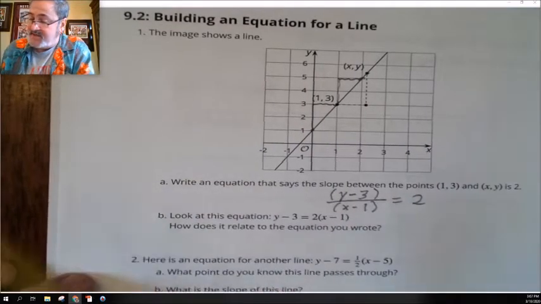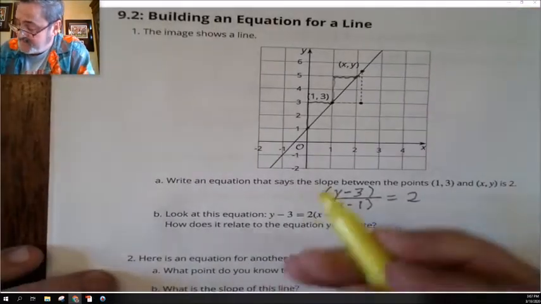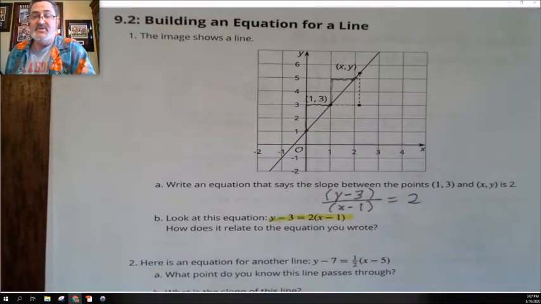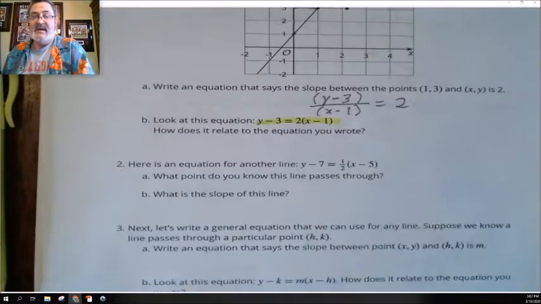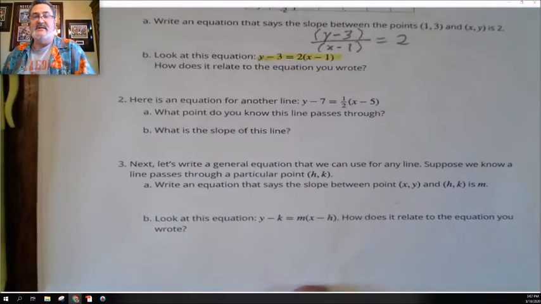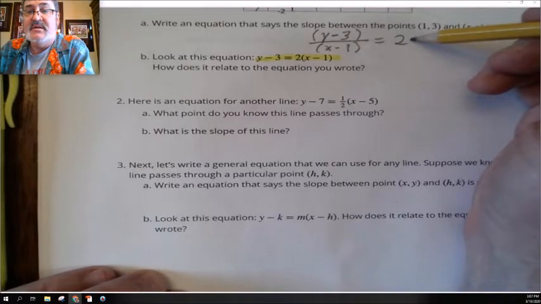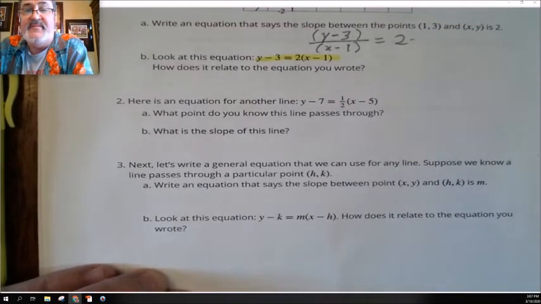So let's look at this equation here. Let me highlight that. y minus 3 equals 2 times x minus 1. How does that relate to what we wrote? Let's take the graph off the screen here and just look at the equation. So this equation with what's highlighted.